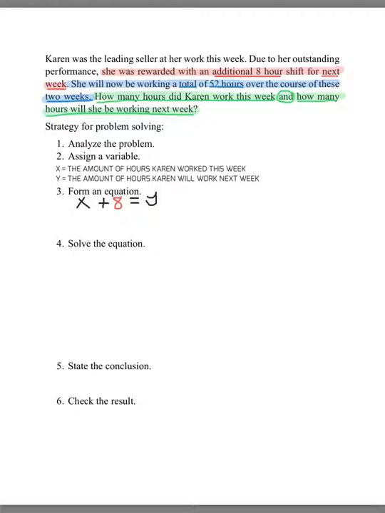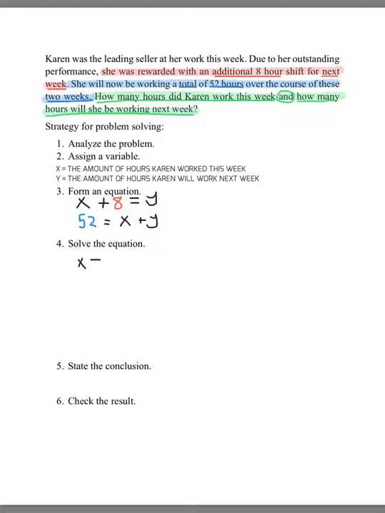Now for our second equation, we know that she worked a total of 52 hours over the course of these 2 weeks. So we know that 52 is going to be equal to the number of hours that she worked this week, which is represented by x, plus the number of hours that she will be working next week, which is represented by y. So those are going to be our two equations. So again, let's go ahead and solve them.